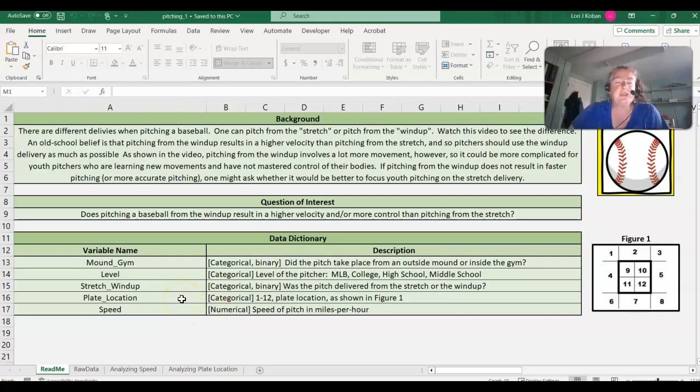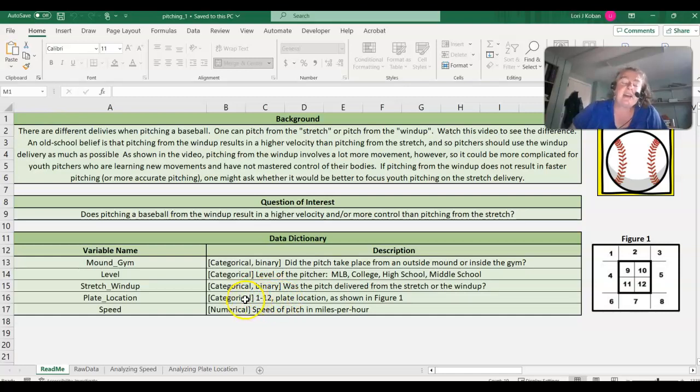Now, the plate location is interesting because the catcher determined this when the pitch was pitched. So if you imagine this is the strike zone and the catcher is sitting behind and the pitch is pitched in, this 9, 10, 11, 12, that would be deemed a strike, whereas outside would be deemed a ball. And when the pitch came in, the pitcher said what number the pitch came in as. Now, the data for this variable plate location is the numbers 1, 2, 3, 4, 5, 6, 7, 8, 9, 10, 11, 12. And those are numbers.